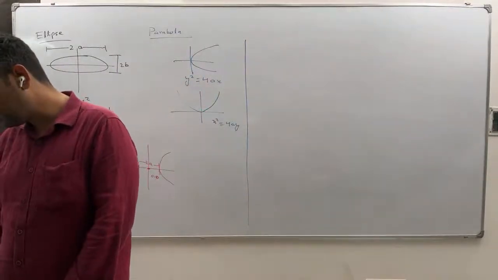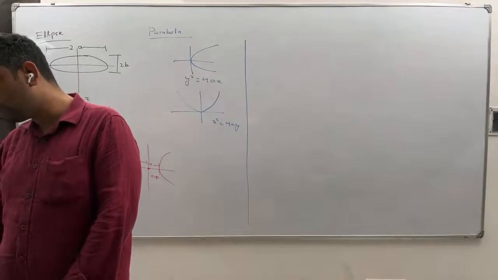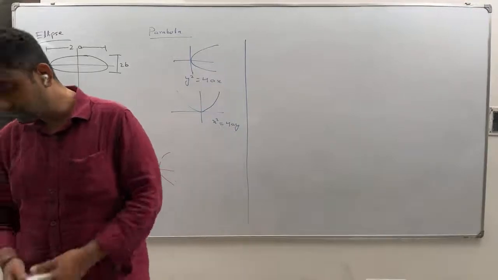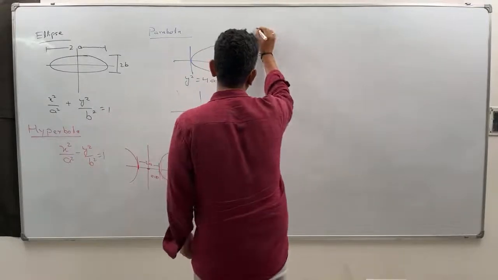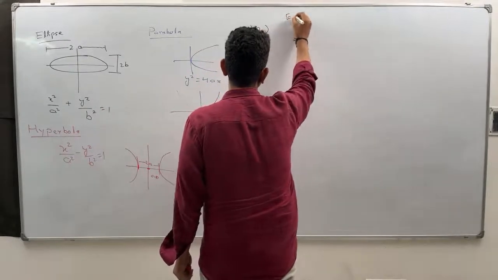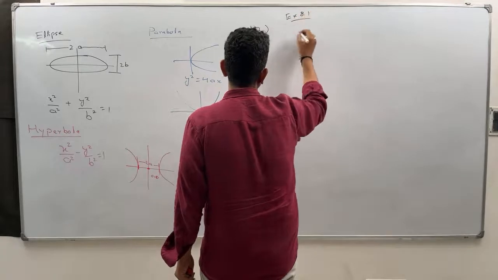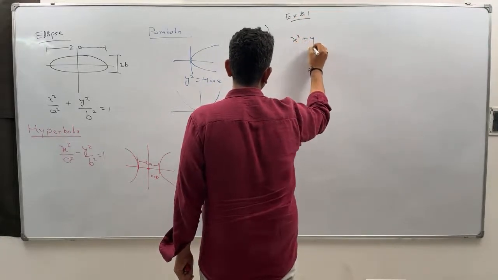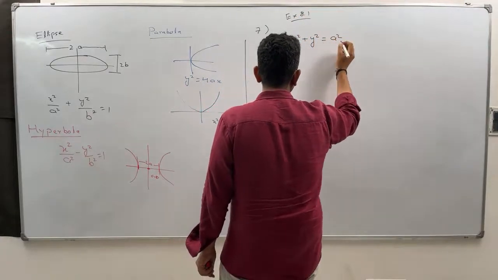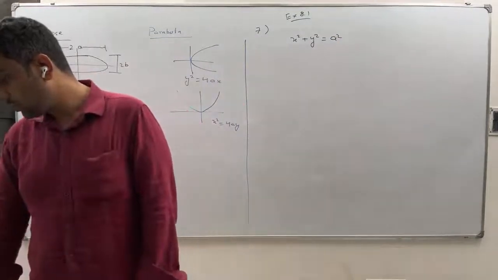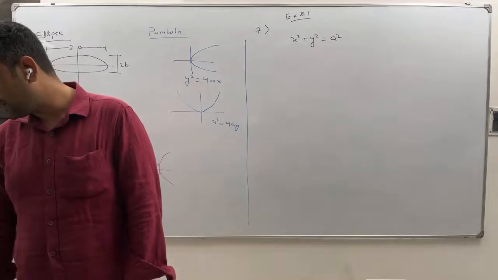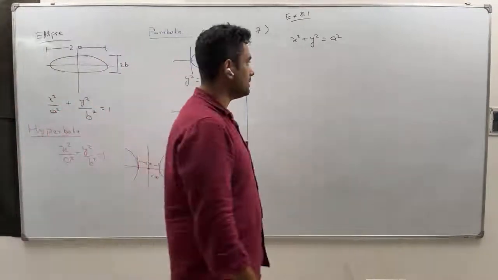Now in question number 7, we have to find out area of the smaller part of the circle. The circle equation is given as x square plus y square equal to a square. So we have to find out the area of the smaller part of the circle cut off by the line x equal to a by root 2.